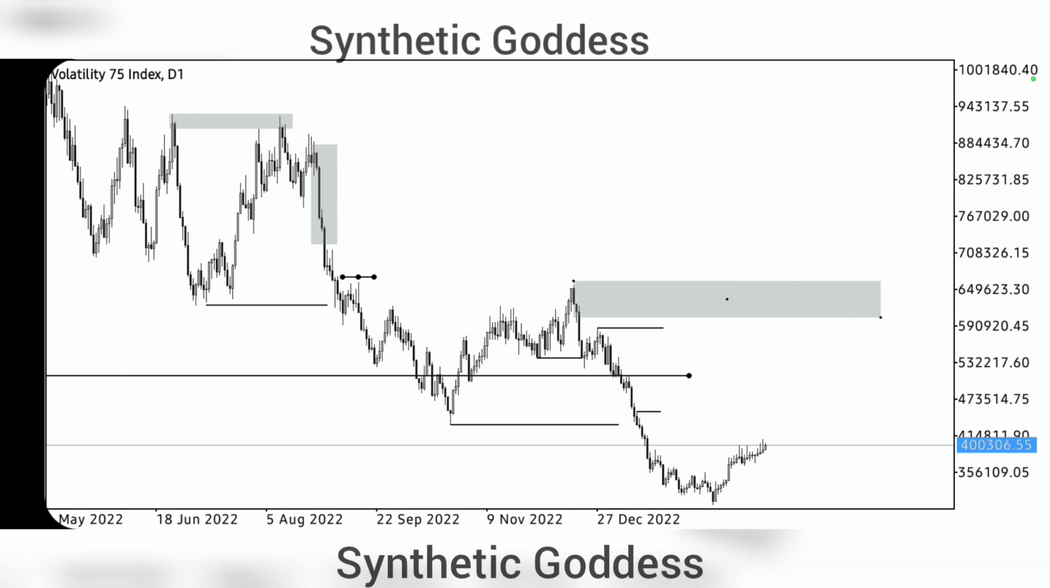Your entry confirmation can be on the lower time frame, and if you are a swing trader, you can narrow it to 1 hour time frame or maybe 4 hours time frame, depending. It all depends on you. It all depends on your trading strategy. So just make sure you are getting your entry confirmation right. It's going to help a lot.